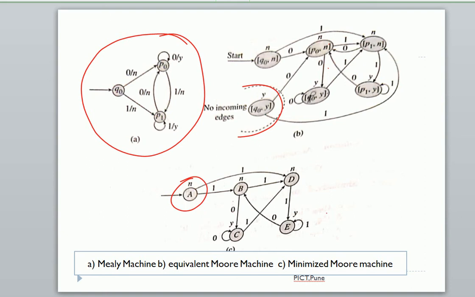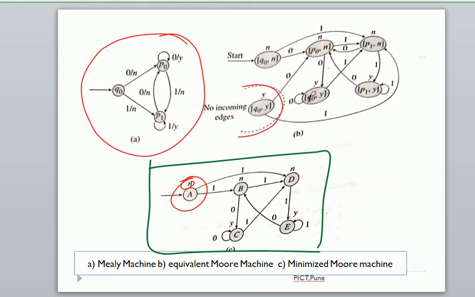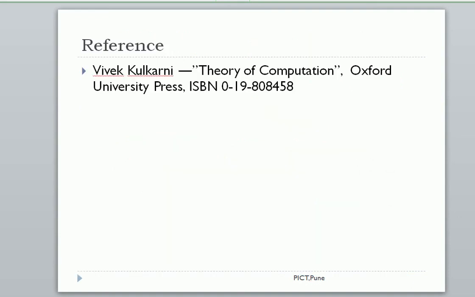So the final output, this is your minimal machine, and this is a Moore machine. Why? Because the output is associated with the state. Here we have shown N, there N, here Y, and again a Y. So I hope you understood from this diagram how to convert a Mealy to a Moore machine. For this understanding, I used the Vivek Kulkarni book. You can use Daniel Cohen as well. In that book also it is thoroughly mentioned. Okay.